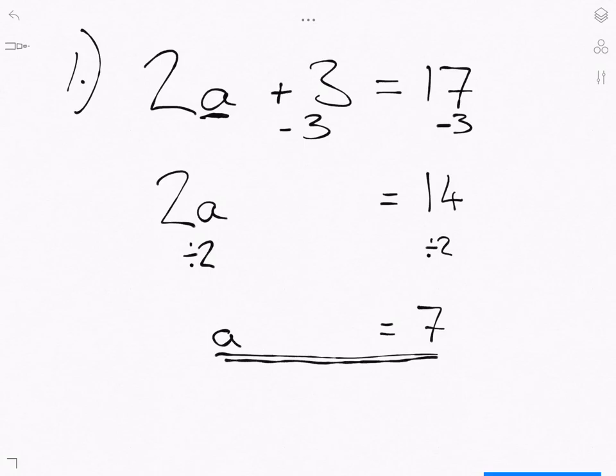And if we like to check it, we can put it back in at the start. So 2 times a here is 14. Add 3 is 17. So yeah, our solution's correct.